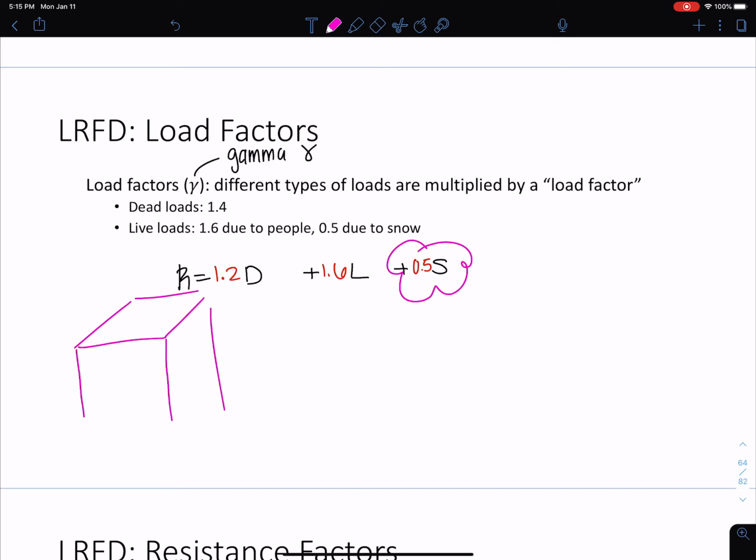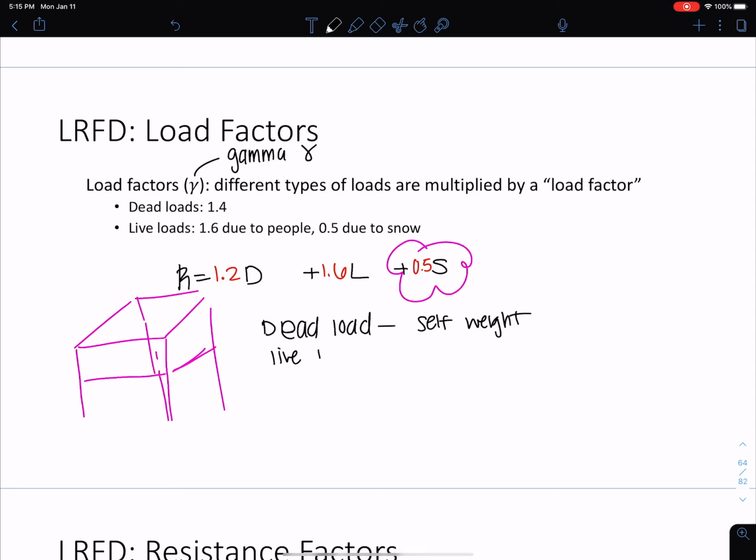Let's say this is an office building and we have multiple floors here. Okay, let's say we're looking at one of the floors. I'm going to try to draw 3D the best I can. Okay, let's say we're looking at one of the floors and we say dead load. I'm going to pull back and explain what dead load is because I'm not sure if all of you know what this is. Dead load is like the self weight of the building.